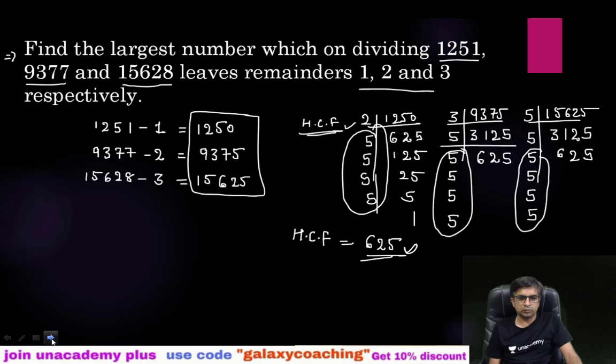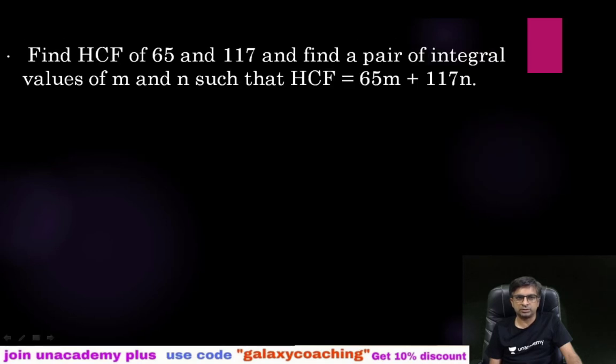Okay, moving towards the next question. Question number 2. Find the HCF of 65 and 117 and find a pair of integral values of m and n such that HCF equals 65m plus 117n. Guys, this is a very important question.